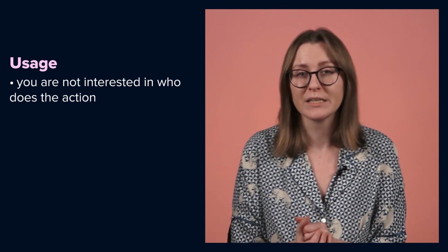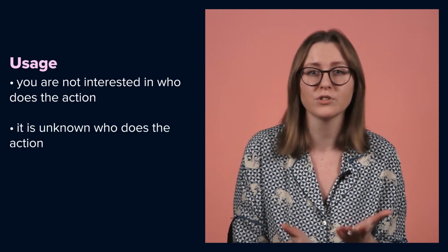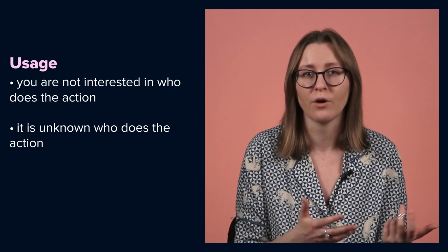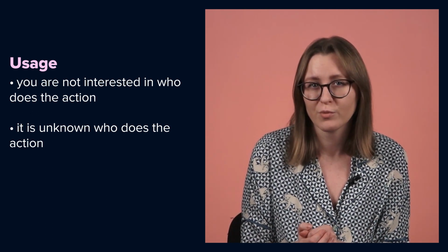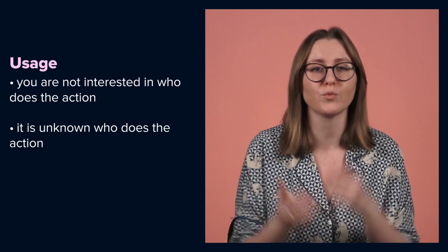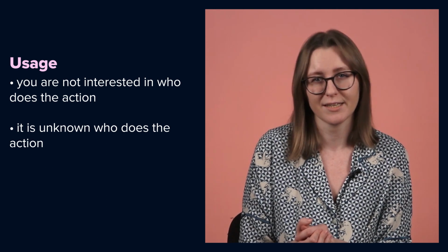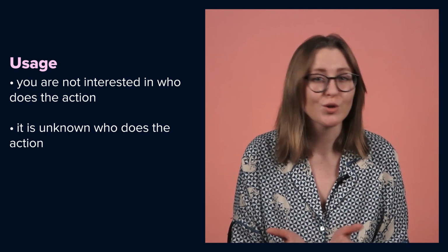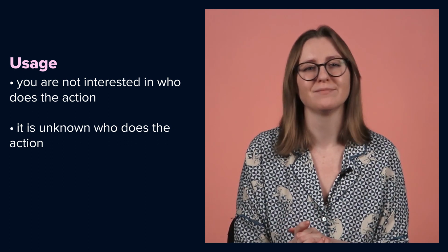Another case can be that we just do not know who does the action. Passive voice really helps when the doer of the action is unknown. We do not know the author of the book, for example, and we do not want to stress that fact, so we just use passive voice instead. We do not know who stole our car, so we just say our car was stolen.